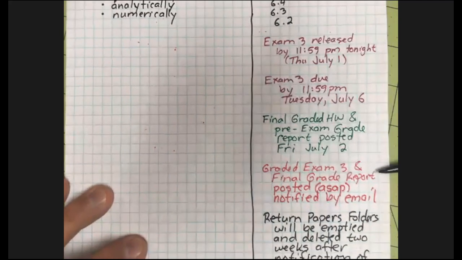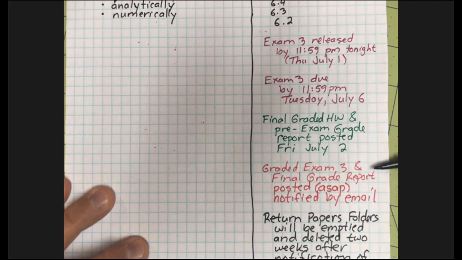After you submit exam 3, I will grade it as soon as possible. And I anticipate that'll be by July 7 or 8, because you won't hand it in until July 6 at midnight. And after I grade your exam, I'll put the graded exam and final grade report into your return papers folder, and again, notify you by email and submit grades to the college. So everything will be there by the time you get notified by email, you can work on your transferring.